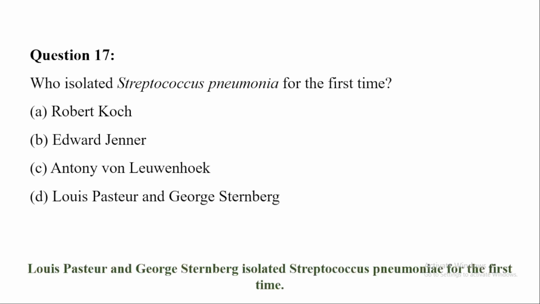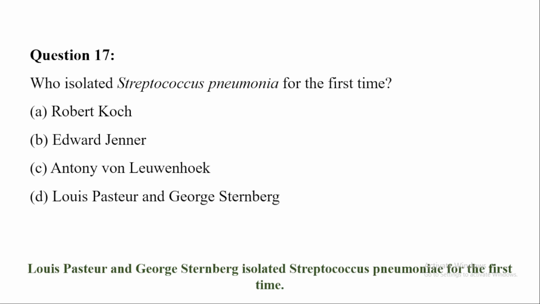Okay, so you know the contributions of the other scientists given. Robert Koch, we have already discussed. He gave the Koch postulates. He gave the germ theory also, I think. And Leeuwenhoek is actually called the father of microbiology. He invented the first microscope.